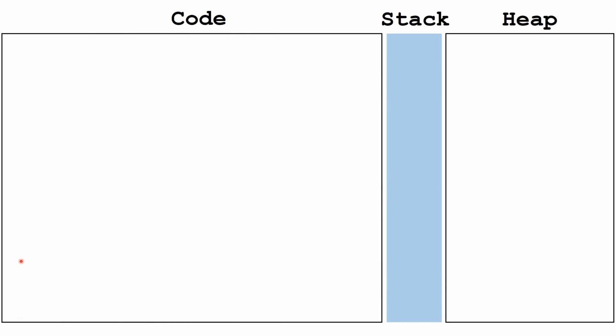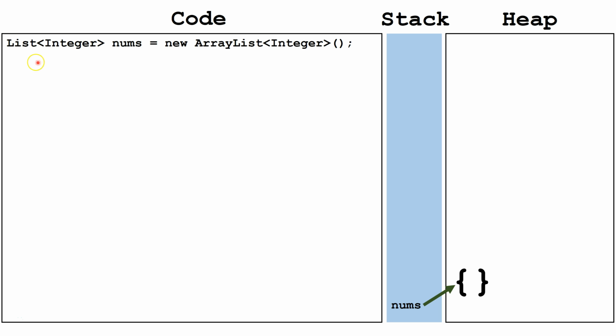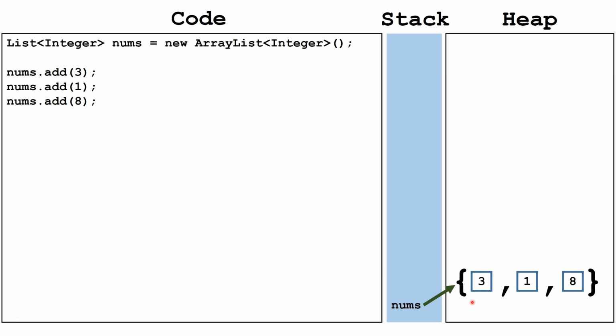Next, let's write some code to create an array list in memory. We start by declaring a variable of type List that will hold Integer objects, and then initializing that with a new ArrayList object that will hold Integer objects. Now we are going to add three numbers, 3, 1, and 8, to the array list on the heap.